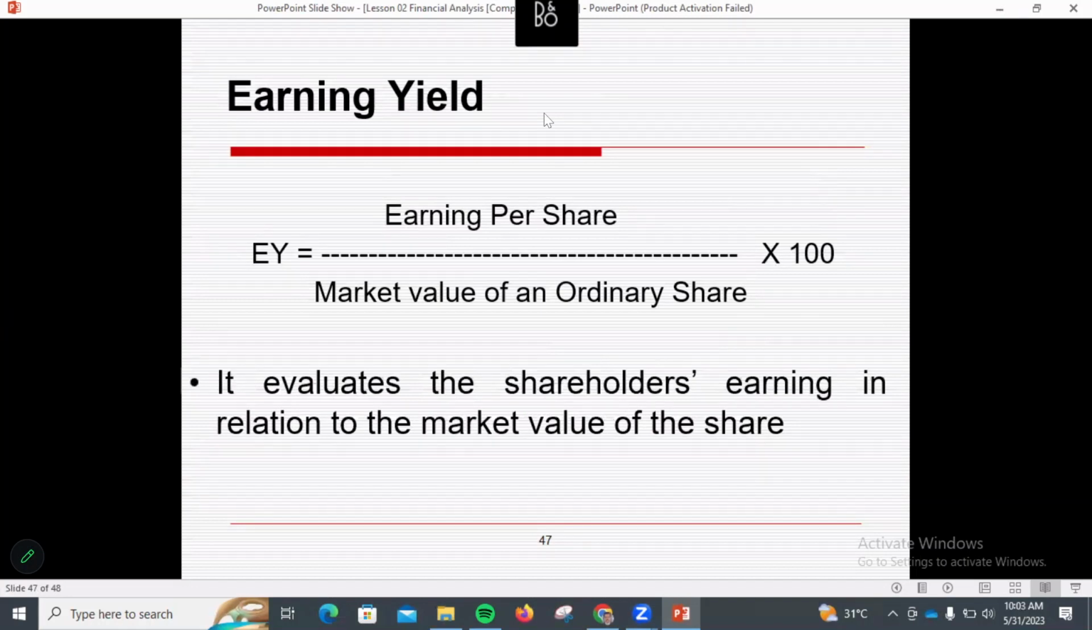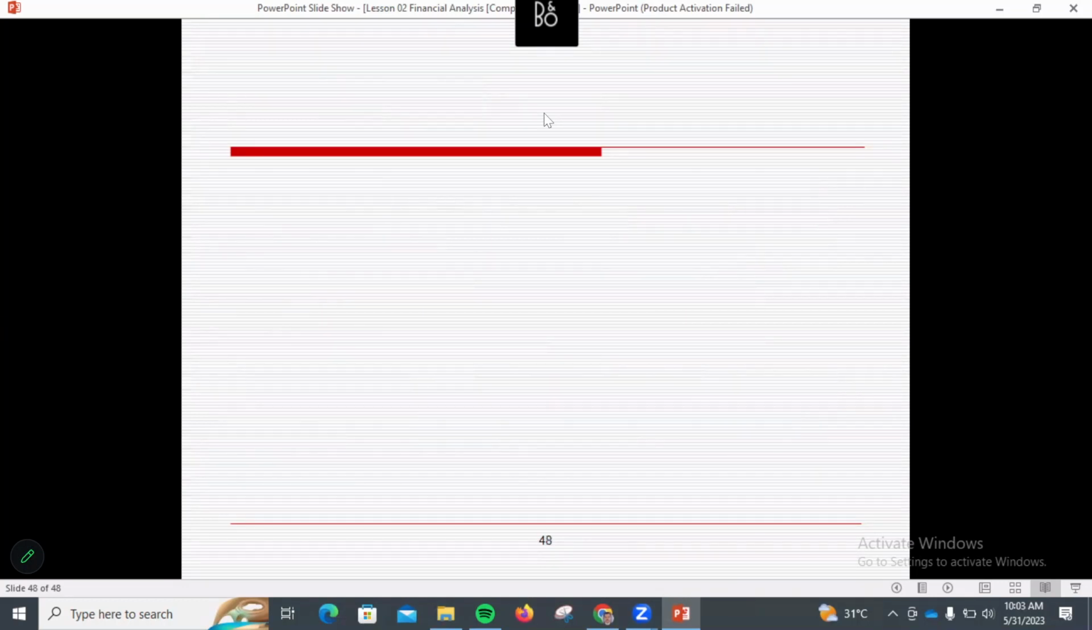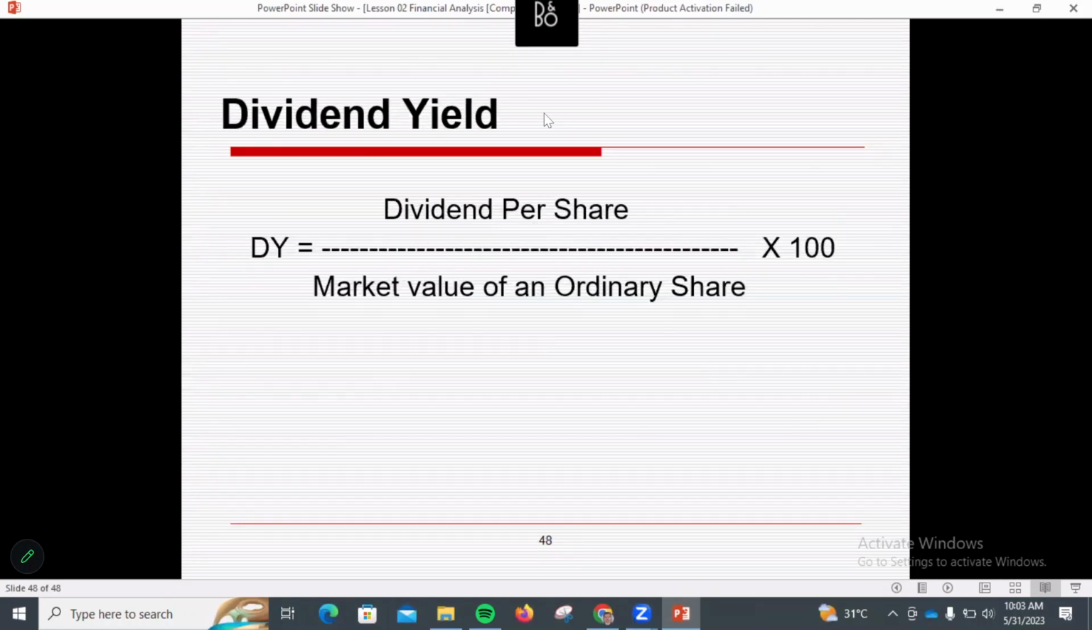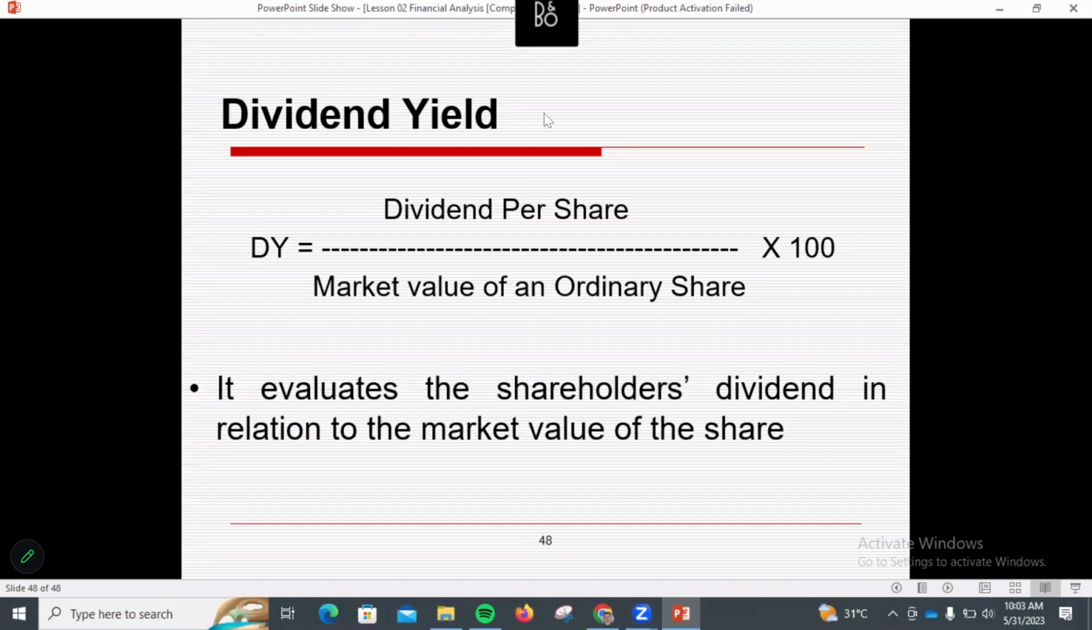So it evaluates the shareholders' earnings in relation to the market value per share. For the earnings yield, if the yield is very high, it would be appreciated. Likewise, for the dividend yield, the market value is taken as the denominator and the dividend per share is the numerator. So it would be reflected percentage-wise. If the dividend yield is higher, it would be good.